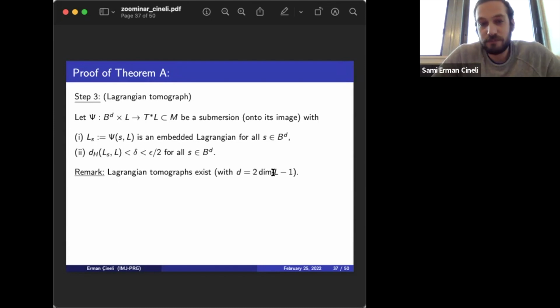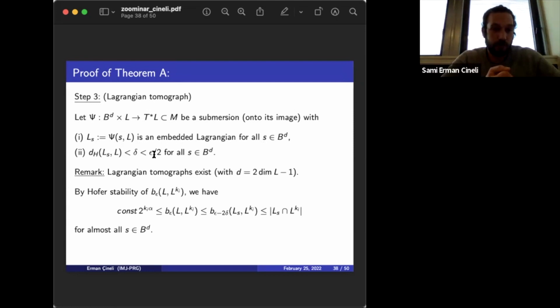This comes from Whitney's immersion theorem. Given an immersion of L into R^{2d}, one takes the component functions, then linear combinations of those component functions, and then differentiates. That gives a psi which is a submersion onto its image. Then by shrinking the size of the ball, one can make sure that the second condition is satisfied as well. Okay, now how do we use this tomograph?